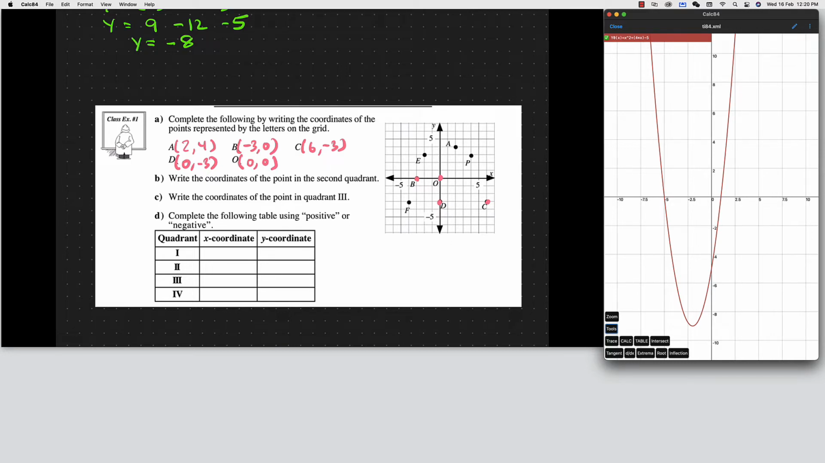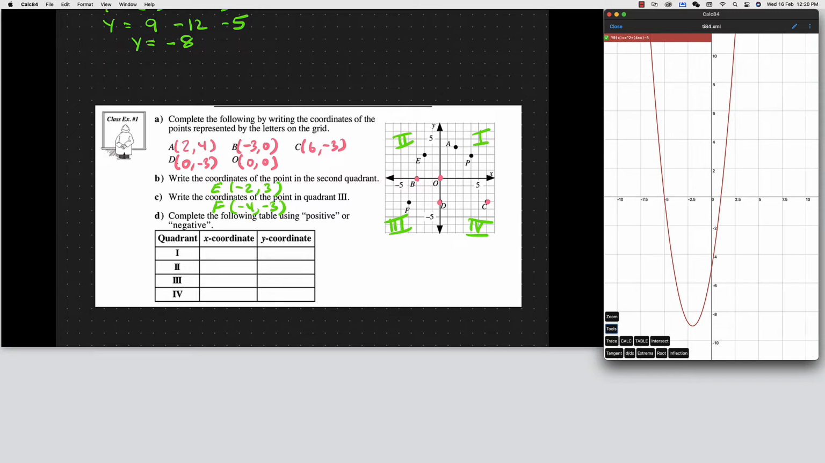Write the coordinates of a point in the second quadrant. Well, remember this is quadrant 1, 2, 3, and 4. So if I'm looking for a point in the second quadrant, that would be point E, which is going to be negative 2 and positive 3. And do the same thing in quadrant 3. That'd be point F, let's say, which is going to be negative 4 and negative 3.